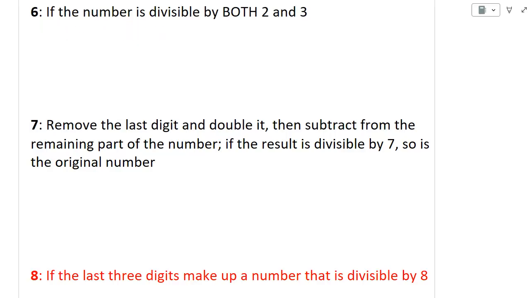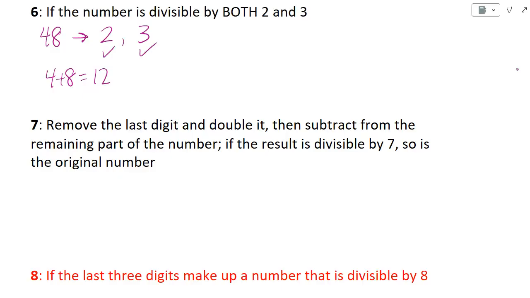And then they also have to be divisible by 3, because if you think about it, every group of 6 is just 2 groups of 3. So if it works for both 2 and 3, it's going to work for 6. So all we got to do is check the number. Okay. Does it end in a 2, 4, 6, 8, or 0? Yes. And then is it divisible by 3? Well, 4 plus 8 equals 12. Will that divide by 3? Yes, it will. So 48 is divisible by 6.